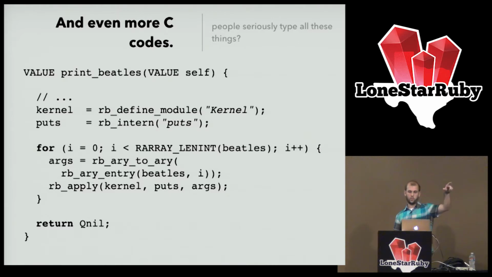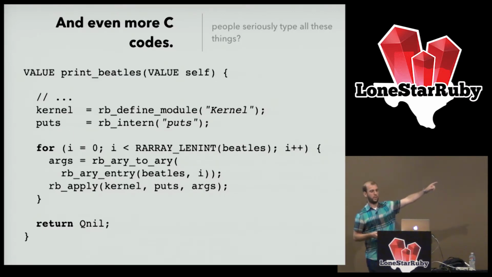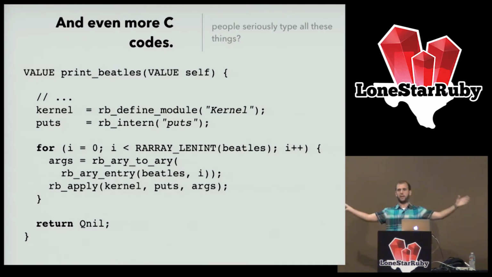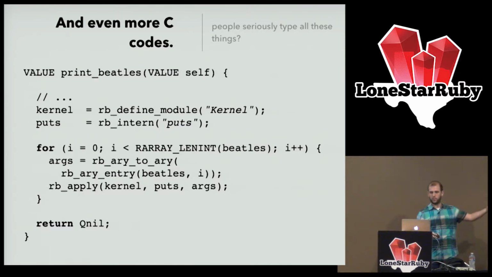So now we have the kernel module, and we have the symbol for puts, and we can use that to send a method. So we're going to loop over our beetles with this array length int macro that's going to expand to a whole bunch of C code that basically takes a Ruby array and gives you the number of items in it as a C integer. And then we're going to use rb_ary_entry, which is just like square brackets on an array. So this is like beetles sub I.